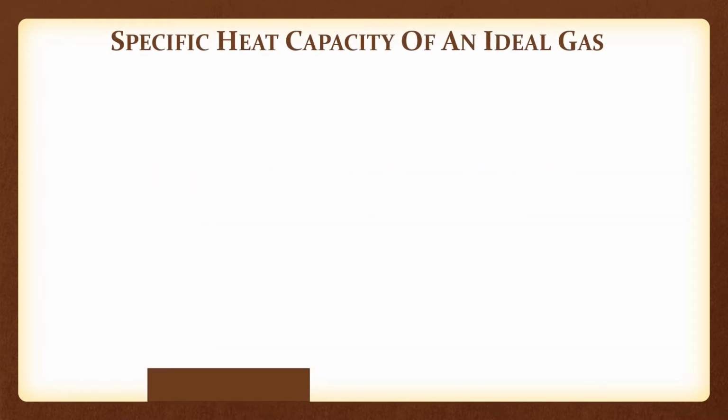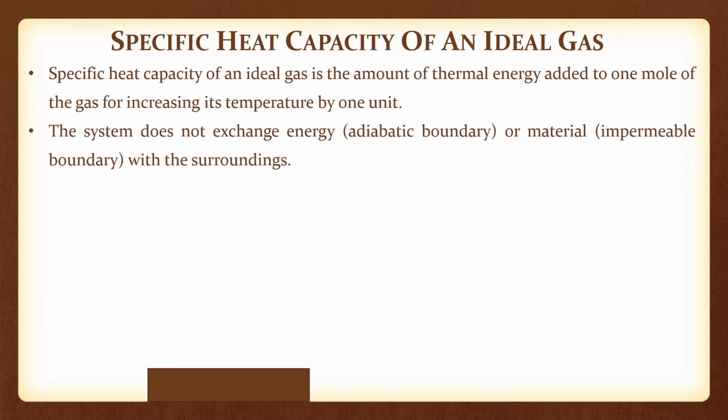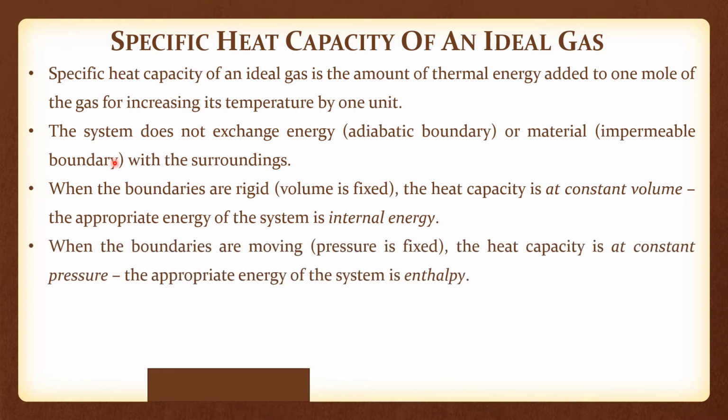Now we are going to look at specific heat capacity of an ideal gas. Specific heat capacity of an ideal gas is the amount of thermal energy added to 1 mole of a gas for increasing its temperature by 1 unit. The system does not exchange energy, adiabatic boundary, or it's an impermeable boundary also. So the question is basically whether the volume is constant or pressure is constant. When volume is constant, the appropriate energy of the system is internal energy. When pressure is constant, the appropriate energy of the system is enthalpy.